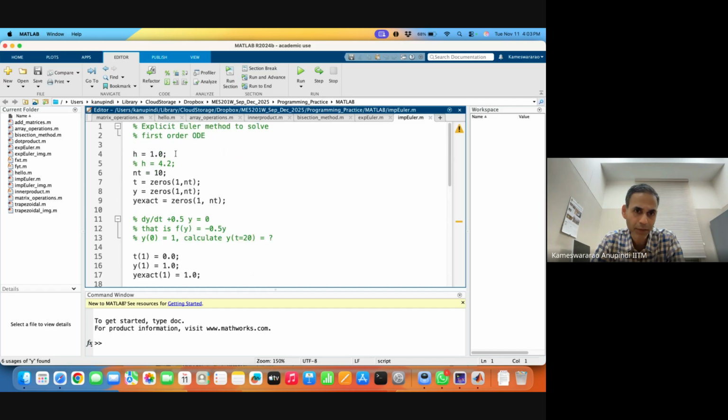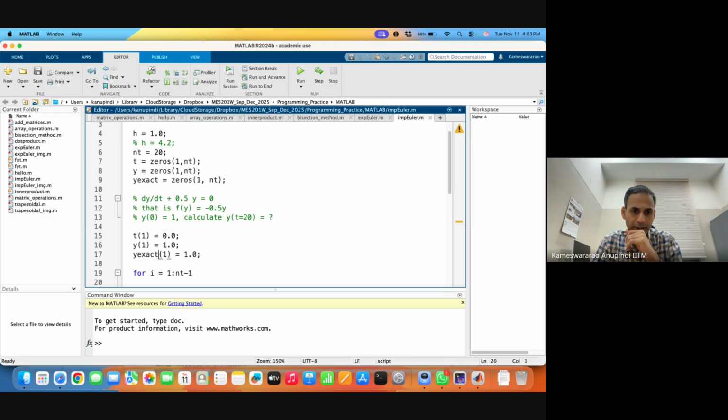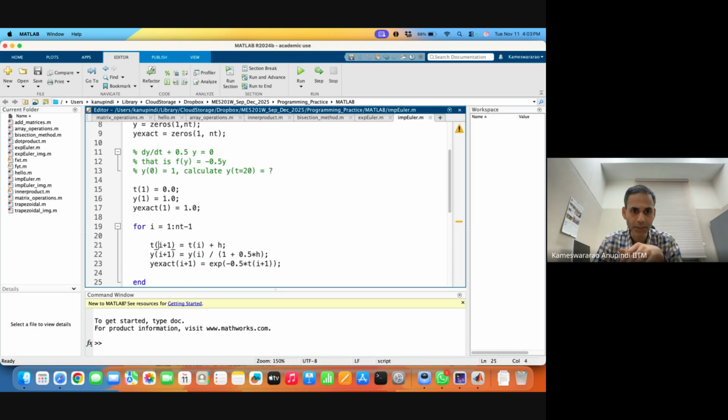For example, I have h equals 1, number of time steps is 10, and then we are initializing t, y and y exact to zeros. Then we are again solving the same problem, dy dt plus 0.5y equal to 0, in which case you have f of y equals minus 0.5y. We initialize with y of 0 equals 1, and then we want to calculate either y of t equals 10 or 20. So let me put it 20 here. Then we are initializing t to be 0, y of 0 equals 1, and y exact is 1. Then we are looping over all of these, incrementing the time and calculating the solution.